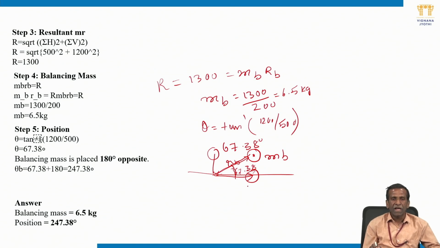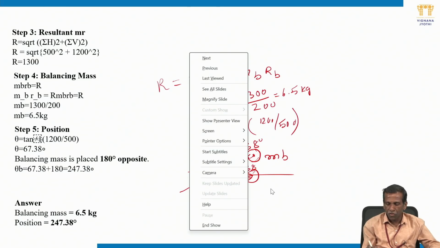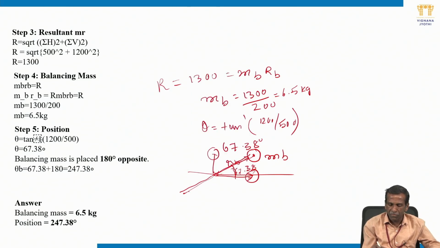So finally the balancing mass is 6.5 kg, and the position is this: this is the resultant you got, 67.38 resultant. In the opposite direction you have to keep this. This is the resultant of these two basically. So where do you keep your balancing mass? Opposite direction. Instead of these two you can say this is the resultant, then the balancing mass should be placed in the opposite direction. Are you able to understand?